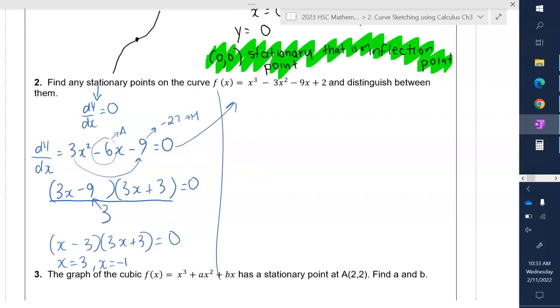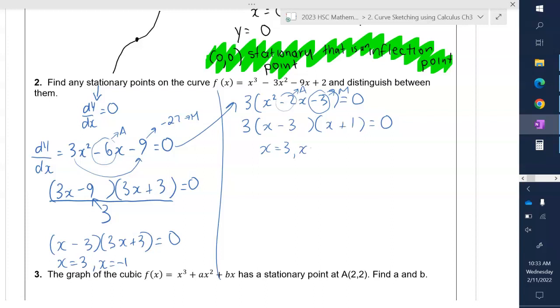So I've got my dy dx, but to factorise it, 3 is common to all those terms, which is so much easier. If I had factorised out the 3, I would have got x squared minus 2x minus 3 is 0, which is a lot nicer to factorise because it's a monic. So I'm looking for values that will add to -2 and multiply to -3 in that case, which is going to be -3 plus 1. So I end up with x is 3 and x is -1, same as I had over here, but just a simpler way to do it.